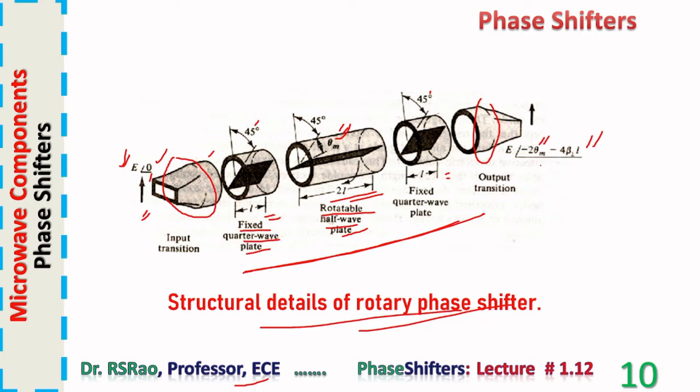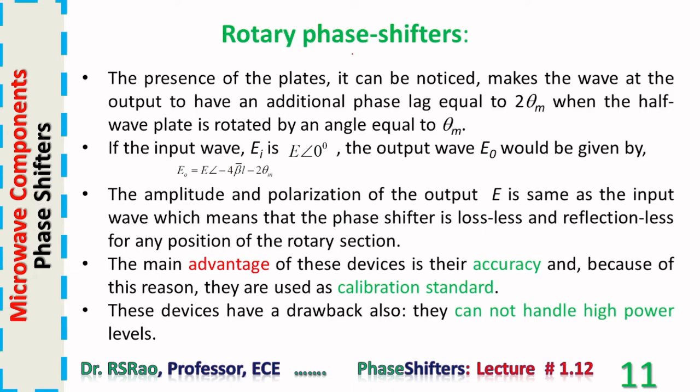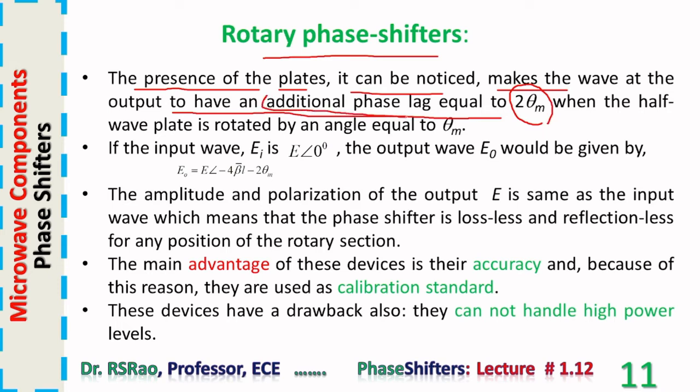From this expression, one can notice by varying theta m, one can have different amounts of phase shifts. L is fixed, beta is fixed. Beta is phase shift constant, phase shift per unit length. A few points regarding the functioning of rotary phase shifters. The presence of the plates, it can be noticed, makes the wave at the output have an additional phase lag equal to 2 theta m. It is additional phase lag 2 theta m when the half wave plate is rotated by an angle equal to theta m.